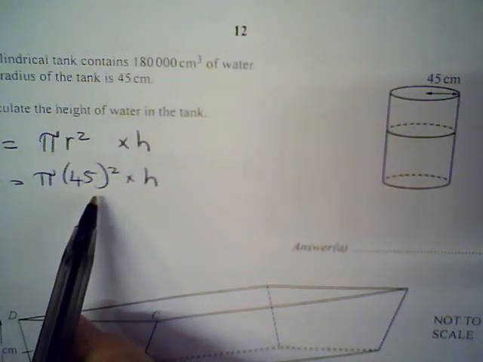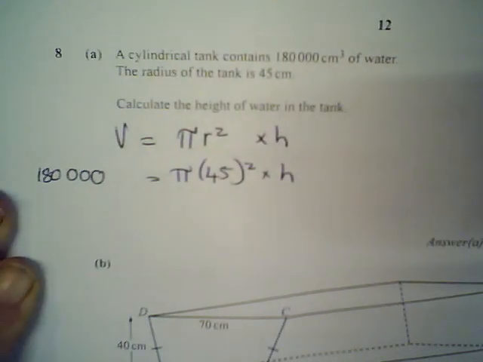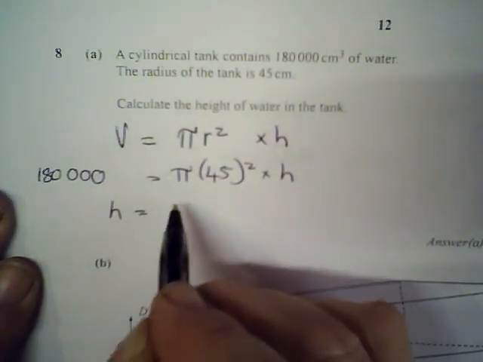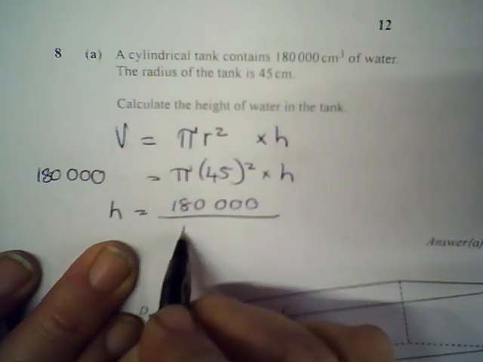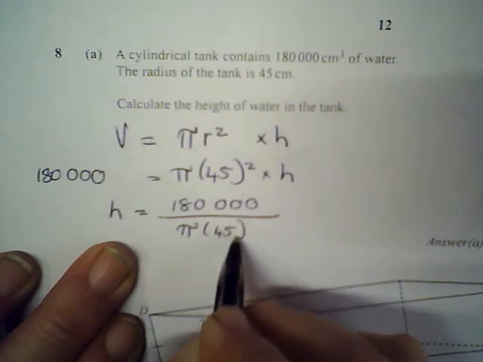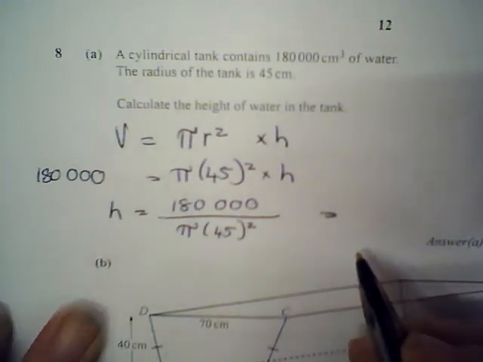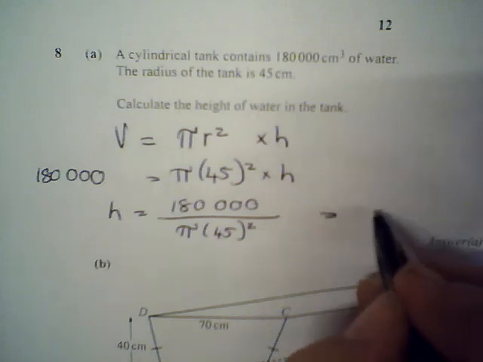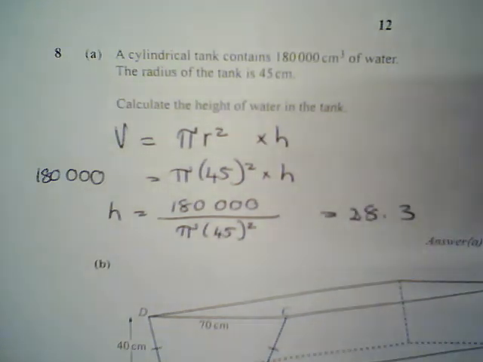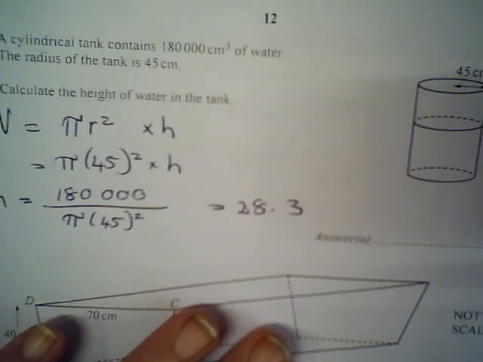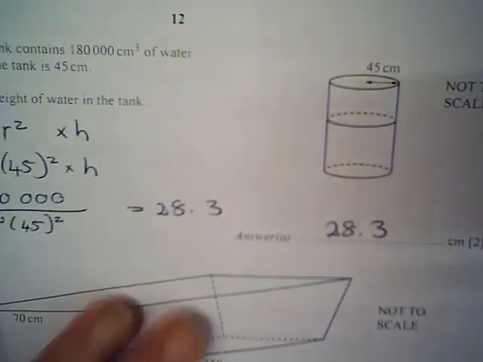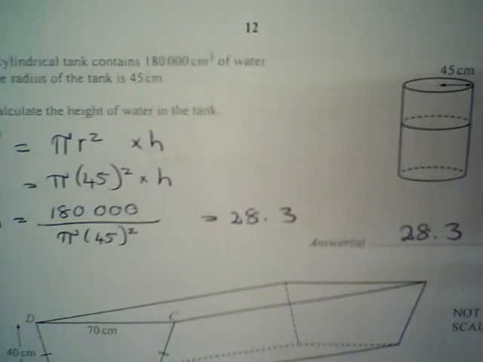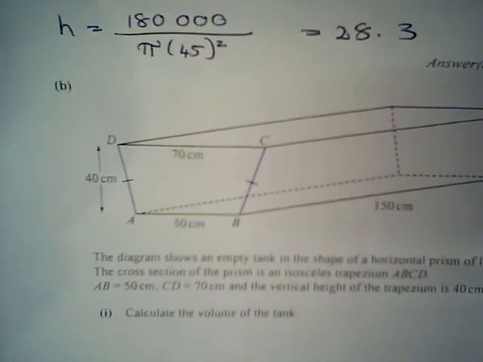Okay, now all we need to do is solve for H. Sorry, I moved the page over. H is then 180,000 divided by pi times 45 squared, and we can solve there. Use your calculator, 28.3. Okay, and the height of this tank is 28.3 centimeters.